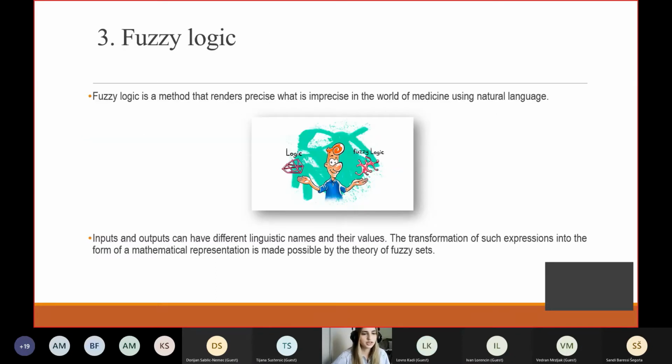Fuzzy logic is a method that renders precise what is imprecise in the world of medicine using natural language. Inputs and outputs have different linguistic names and values, and the transformation of such an expression into the form of a mathematical representation is made possible by the theory of fuzzy sets. Within the given expert system, inputs are important for diagnosing the risk of hypertension, and their possible values are used.